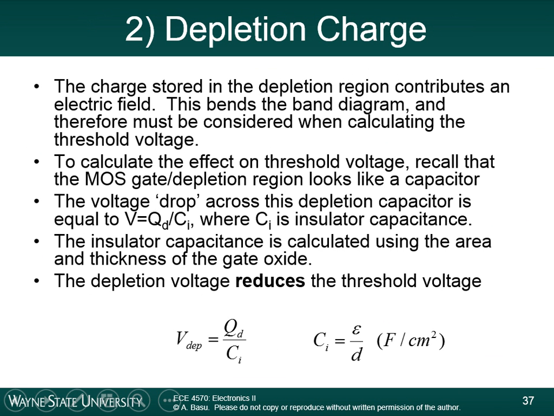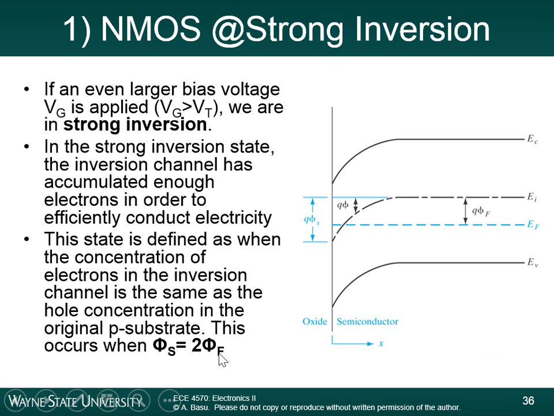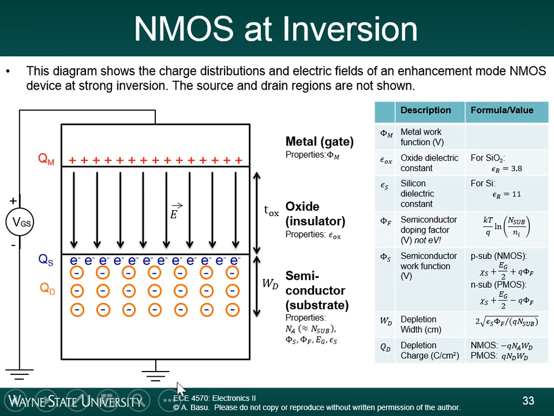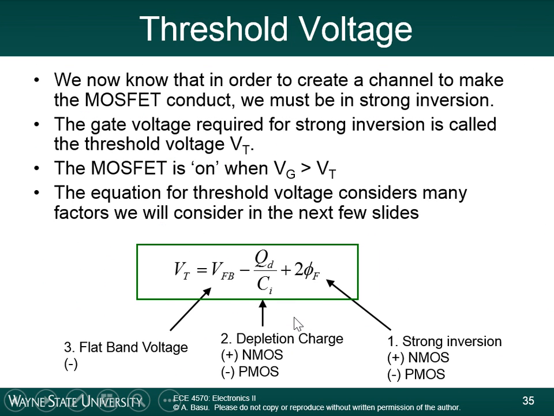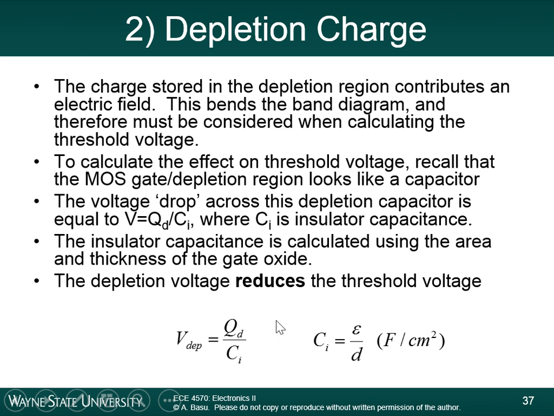All right. So the depletion voltage reduces the threshold voltage. The voltage is equal to QD divided by CI. QD is the depletion charge. Remember, this is the amount of depletion charge, that's this amount of charge right here. The amount of negative charge here is going to be equal to the amount of positive charge up here. So that's why we have QD here, divided by CI.